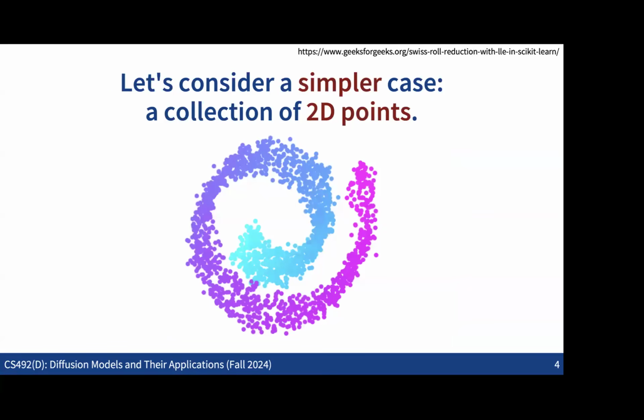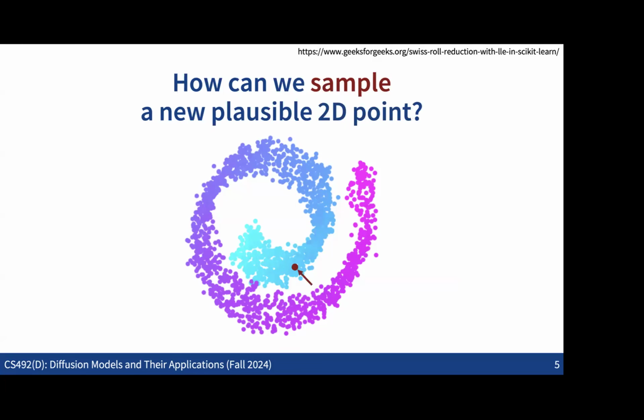Instead of having lots of photos, let's think about a specific case where we have a collection of 2D points in this space. You are seeing lots of 2D points here, right? Given this collection of 2D points, if you are requested to pick a point that looks like one of them, how are you going to pick it? Let's think about the problem of sampling a new 2D point that looks like one of the data points that we have.